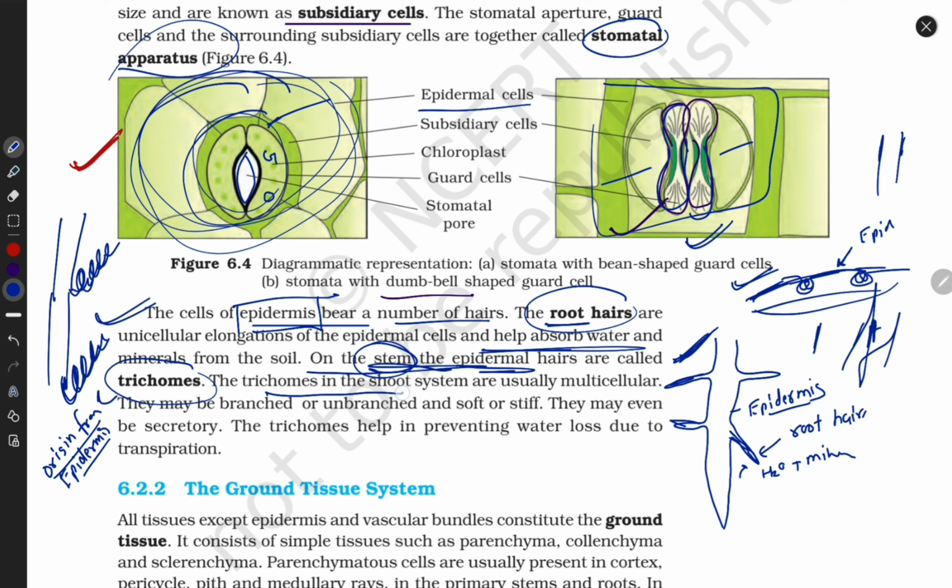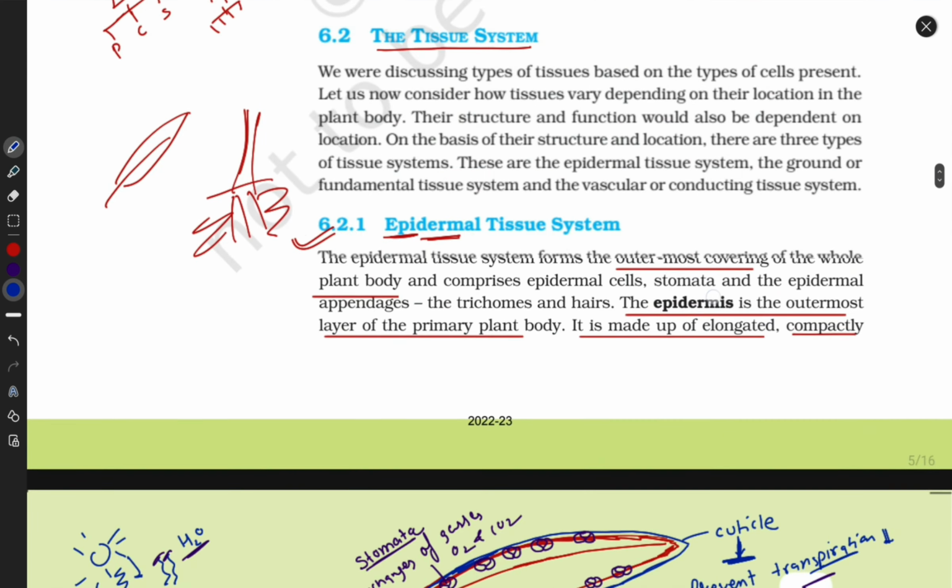The trichomes in the shoot system are usually multicellular. They may be branched or unbranched, soft or stiff. They may even be secretory. The trichomes help to prevent water loss due to transpiration. What do trichomes prevent? Transpiration, right? So that's all for now.